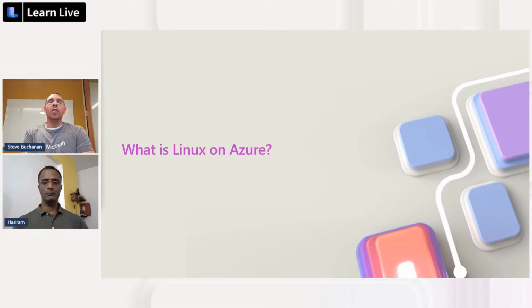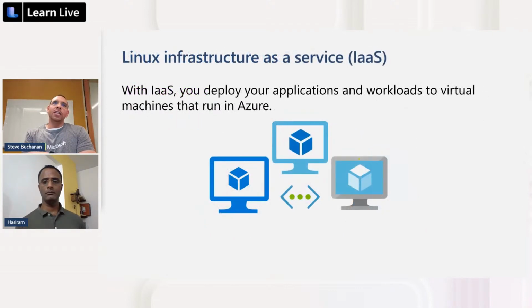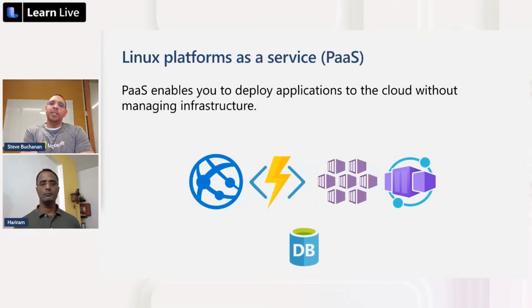So really, what is Linux on Azure? It's two things: infrastructure as a service and platform as a service. Linux infrastructure, when it comes to IaaS, is Linux running on virtual machines in Azure. From a PaaS perspective, there are a number of services in Azure, and you don't have to worry about managing the underlying infrastructure. You don't have to install Linux on virtual machines. You sign up for the service, consume it, and start running your Linux workloads.